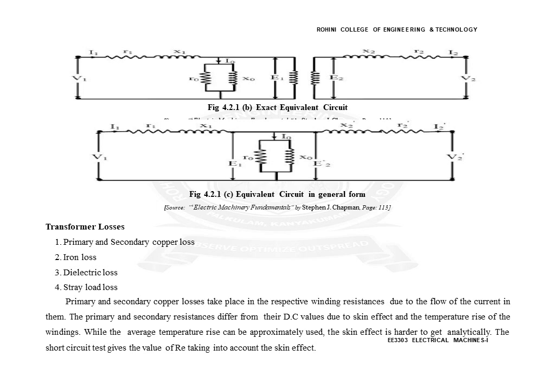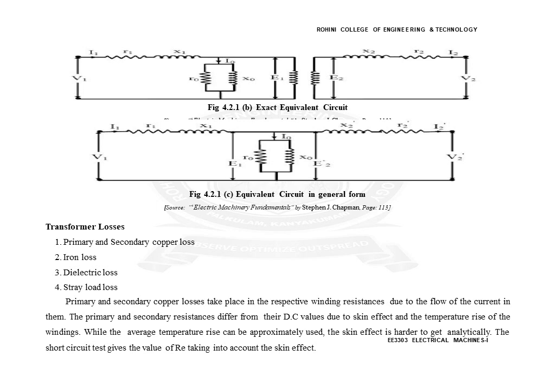The transformer losses are the primary and secondary copper losses, iron losses, dielectric losses and stray load losses. The primary and secondary copper losses take place in their respective winding resistance due to the flow of current in them. The primary and secondary resistance differ from their DC value due to skin effect and the temperature rise of windings. While the average temperature rise can be approximately used, the skin effect is harder to get analytically.